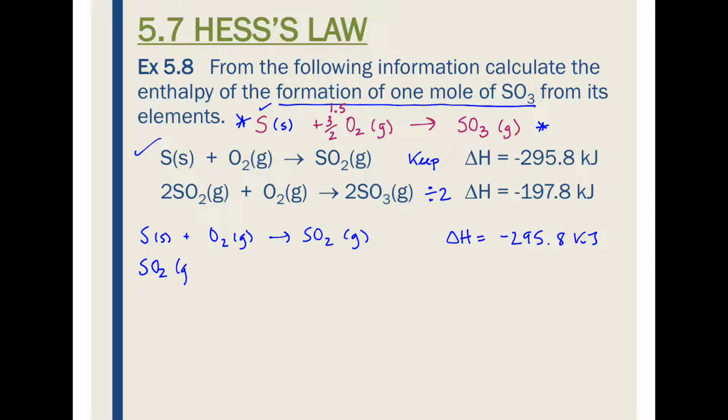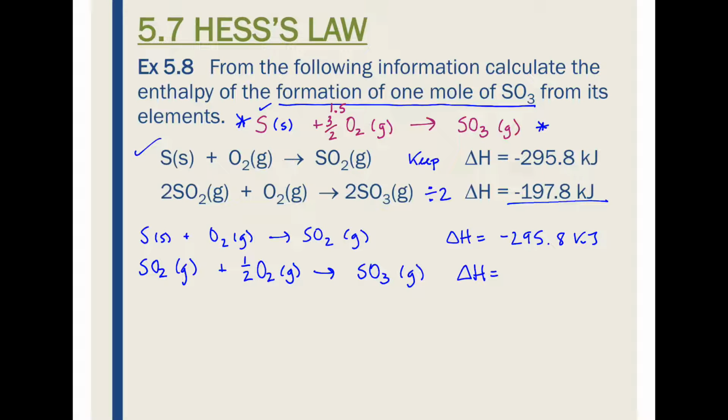If I divide that whole reaction by 2, let's write what that would look like. 2 SO2 gas would become just 1 mole of SO2 gas. O2 gas would become half O2 gas. And then our product would be just 1 mole of SO3 gas. Now, because we divided all of our coefficients by 2, if I have half as much material, that's going to be half as much energy change as well, right?